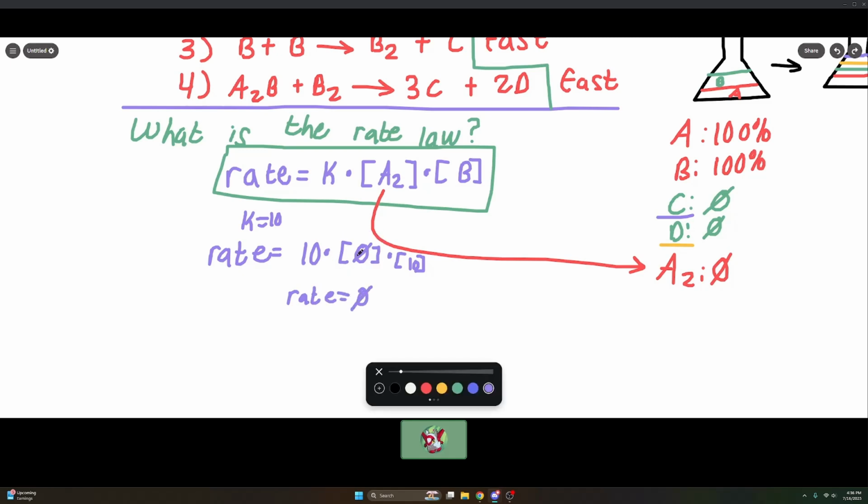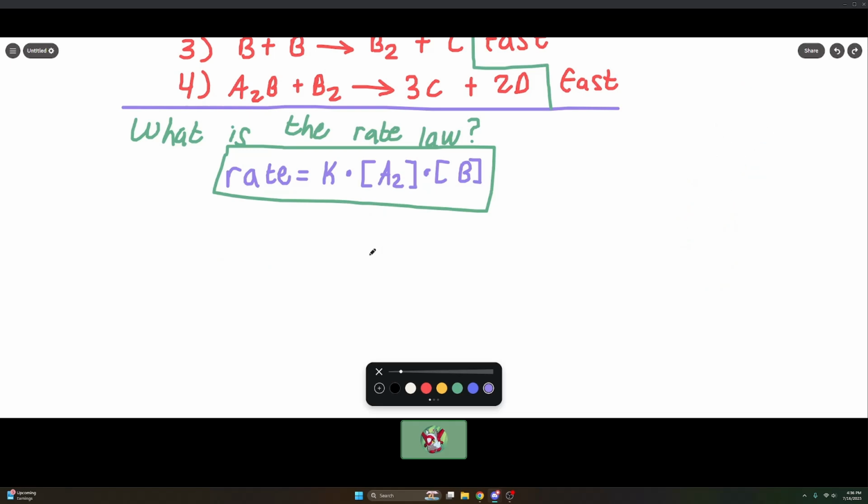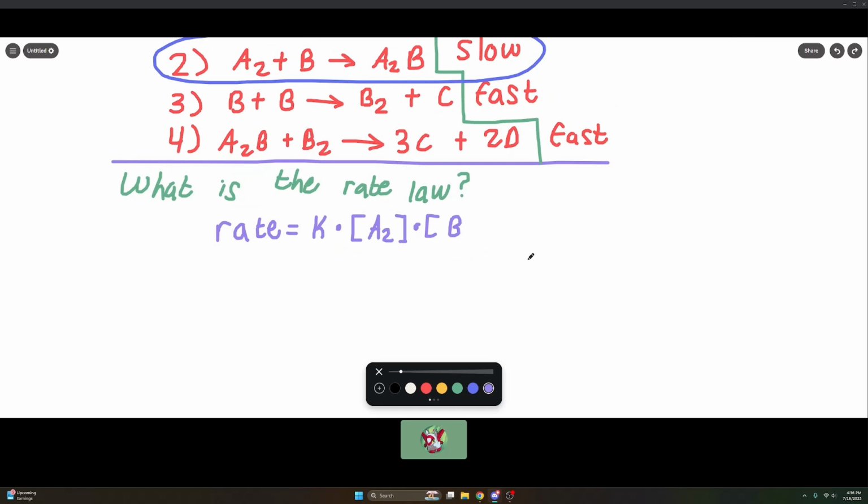If my rate is 0, my reaction is not happening, so my reaction won't proceed, so I won't make any product, and I won't make any A2, and I'm stuck. So this rate law isn't correct, because it wouldn't make sense for my reaction not to happen. So what gives? Well, what gives is this A2 is the problem because he is something called an intermediate, which I'm sure you've talked about a little bit before.